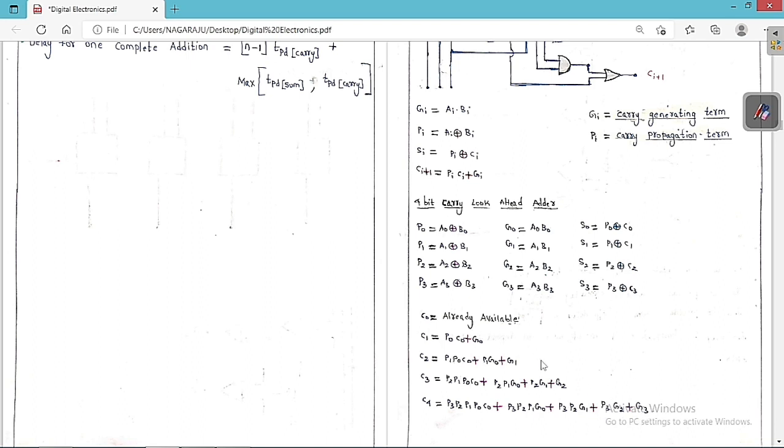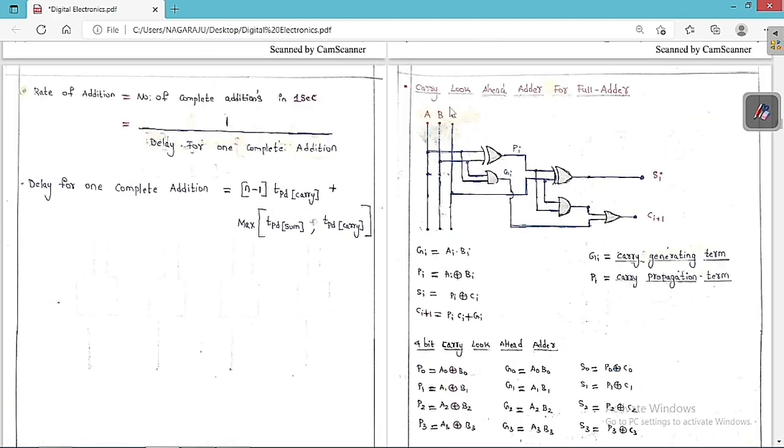So these are the terms that we get for C0, C1, C2, C3 and C4. C0 is already available, so we get the terms for C1, C2, C3 and C4. These are the points you always have to keep in mind. So this is a carry look-ahead adder, here for 4 bits. The previous one takes a lot of time, because we have to pass the carry from one full adder to the next. So instead of that, we use this circuit to make things very simple, and we get the result in a very small amount of time.